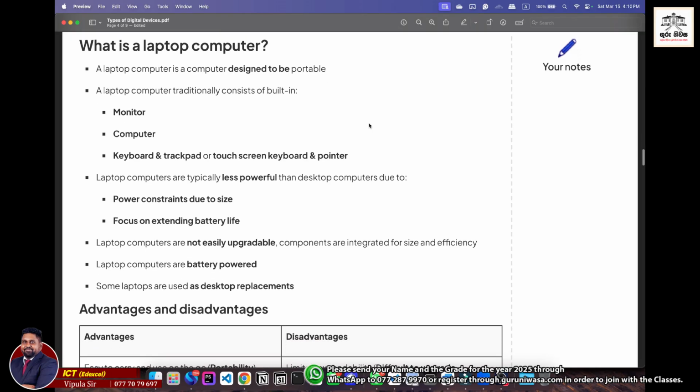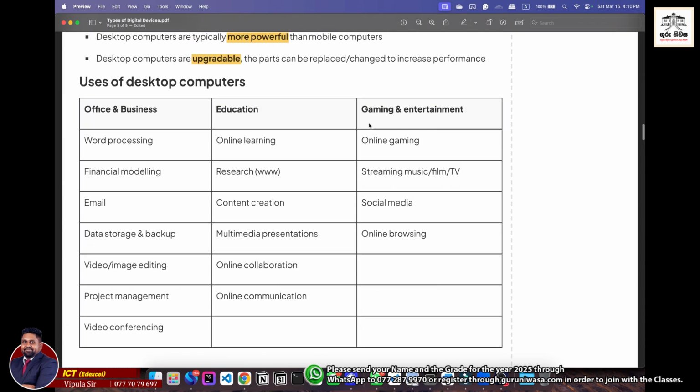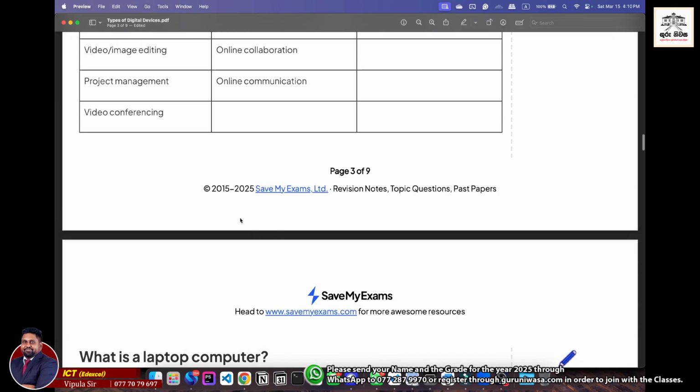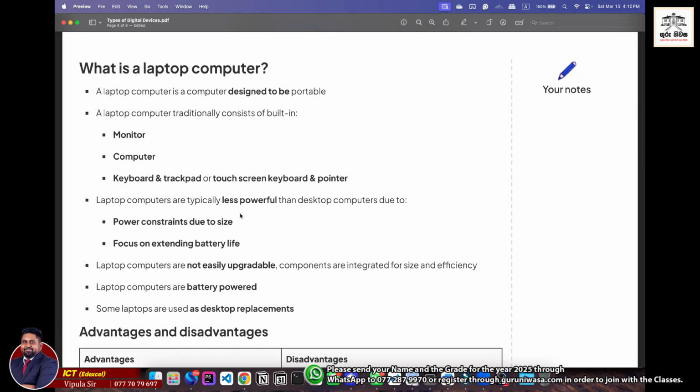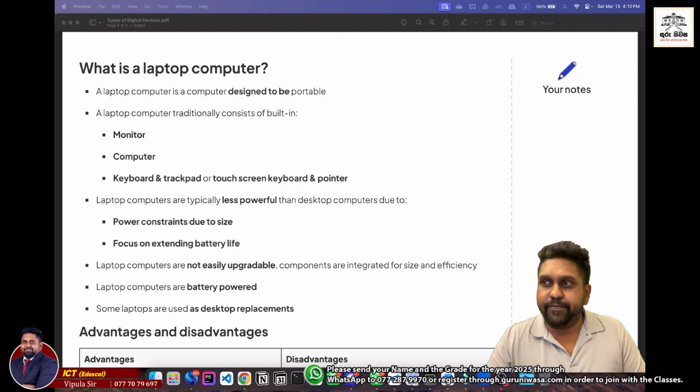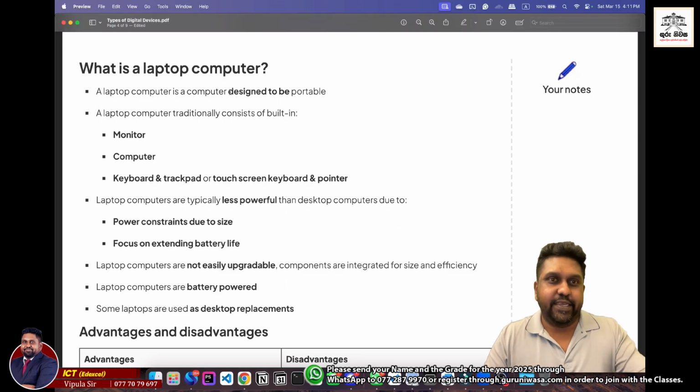Then we jump into a laptop computer. This section is basically common for both. So users of desktop computers, now you can do this with a laptop also. So functionality wise both are the same. Super. So a laptop. Now here we have a specific keyword which is known as designed to be portable.